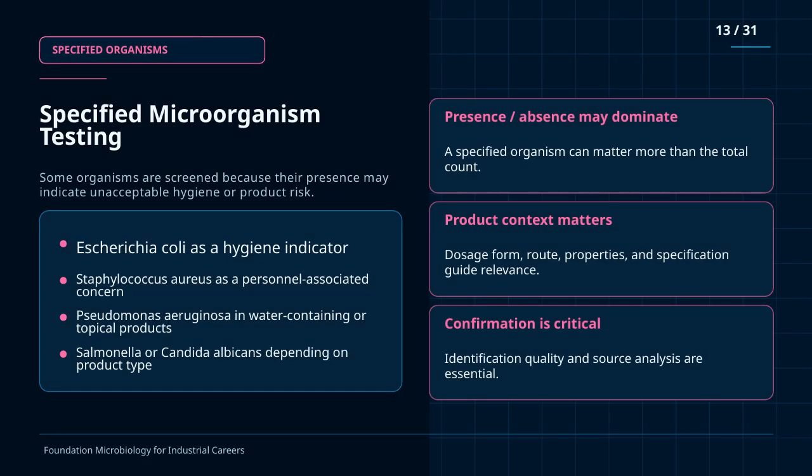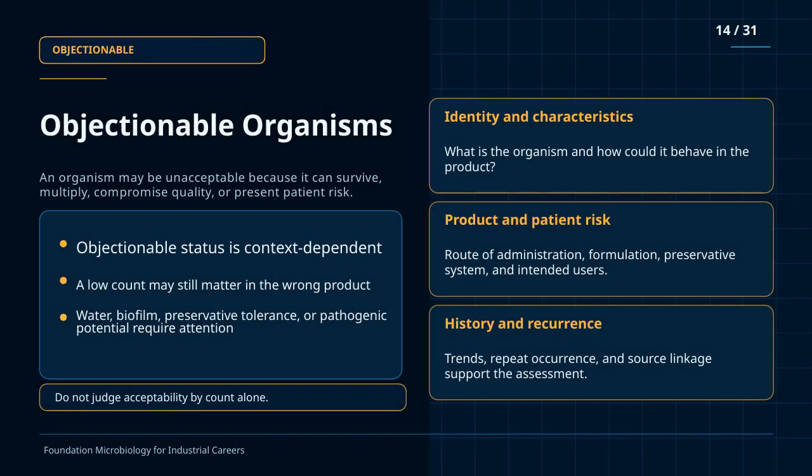Specified microorganism testing focuses on organisms whose presence may signal unacceptable hygiene or product risk. A confirmed result often requires careful identification, source analysis, and investigation because presence or absence can matter more than the total count. An organism is objectionable when it can survive, multiply, compromise quality, or create patient risk in a particular product. Its significance depends on the organism, formulation, preservative system, route of administration, intended users, and manufacturing history.